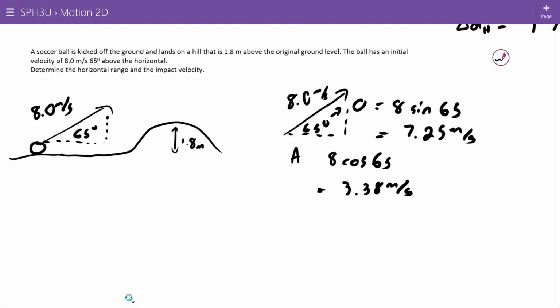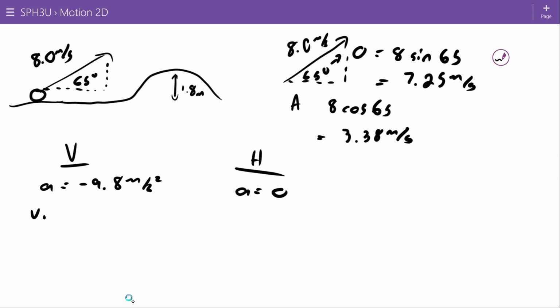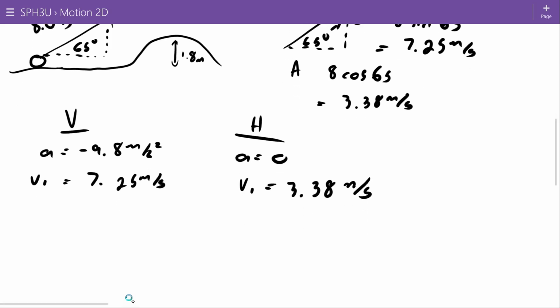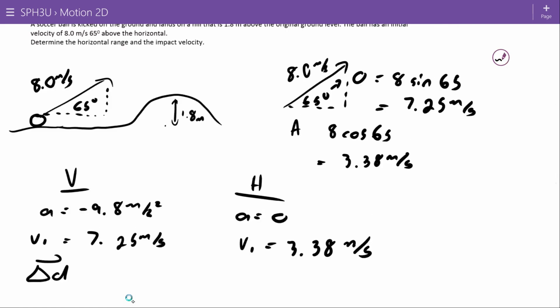And with those in hand, we can start dividing up our information separately. In the vertical direction, I have an acceleration of negative 9.8 meters per second squared. In my horizontal direction, I have an acceleration of 0. I have an initial velocity of 7.25 meters per second. I have an initial velocity of 3.38 meters per second. And here I have a displacement. The ball's going to land a distance 1.8 meters higher than where it started, so a displacement of 1.8 meters.